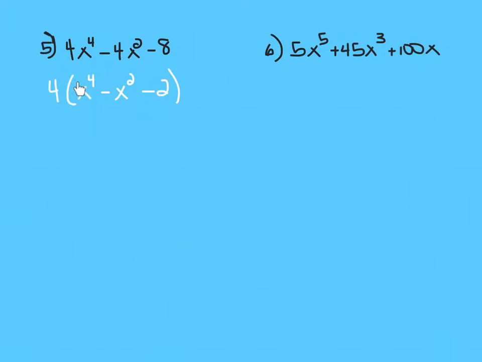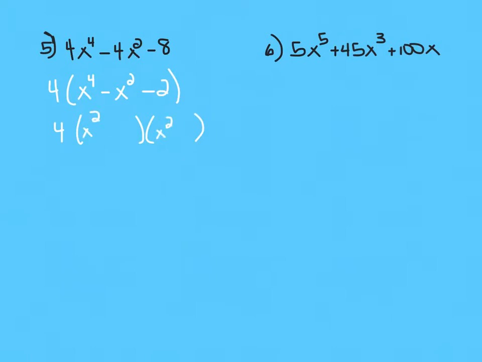So if you have a 1 in front of your first term in the trinomial, remember what we do is we set up 2 sets of parentheses. And I don't want to forget to bring this 4 down, so I'm just going to do it right now. Okay, now, since we have an x to the 4th here, we're going to put an x squared in the first term in each parenthesis, because x squared times x squared is what gives us that x to the 4th.